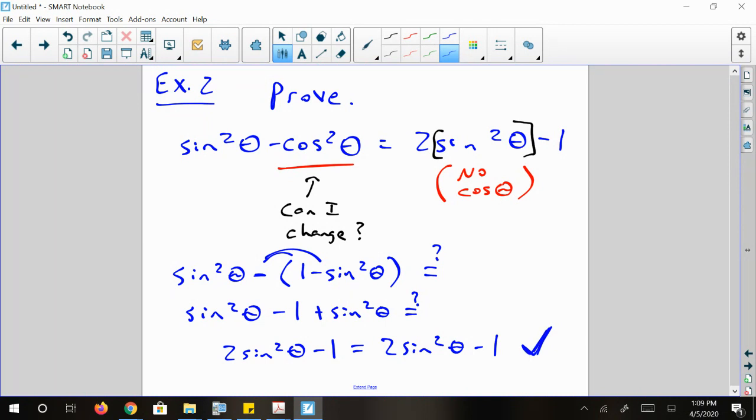Okay, so I looked at the left side, looked at the right side, noticed there was something here that I didn't see over here. So I checked to see if I could replace it. I could replace this using the Pythagorean identity with 1 minus sine squared of theta. And then from here, it was just a matter of us distributing and combining like terms to get the left side and the right side to look just like each other.